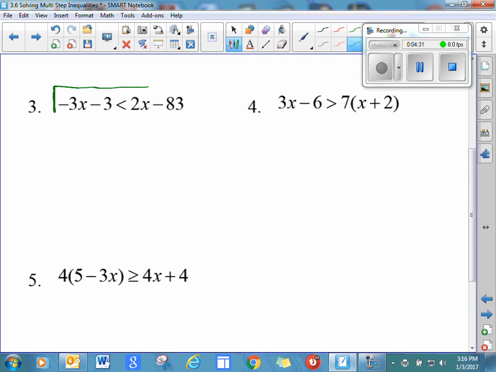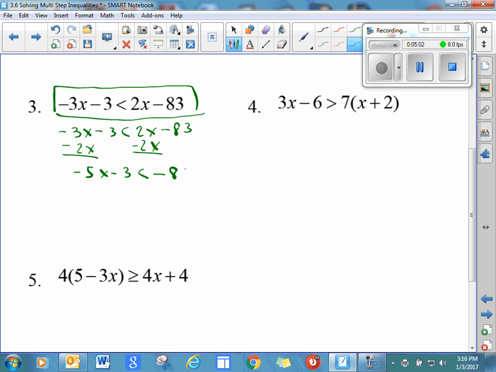Okay, this one, we've got to get our variables together. When we were solving equations, it didn't really matter whether my x was on the left-hand side or the right-hand side, but I think I've told you before, when I'm dealing with inequalities, I prefer to have my variables on the left. So I am going to rewrite it, and I am going to subtract 2x from both sides. That leaves me with minus 5x minus 3 less than negative 83. Don't forget these signs. They're so easy to miss, and that will cause your problem to be wrong.